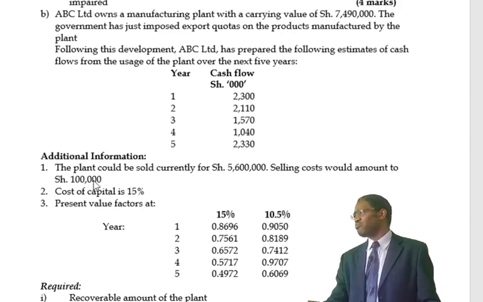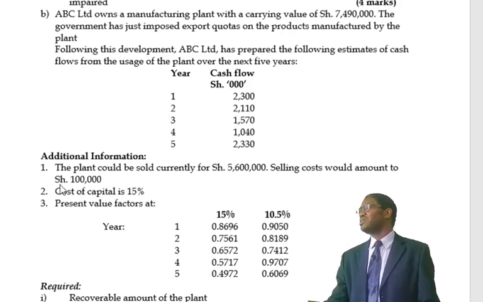Then additional information number 1, you are told the plant could be sold currently for 5.6 million. The selling cost would amount to 100,000. Number 2, you are told the cost of capital is 15%.